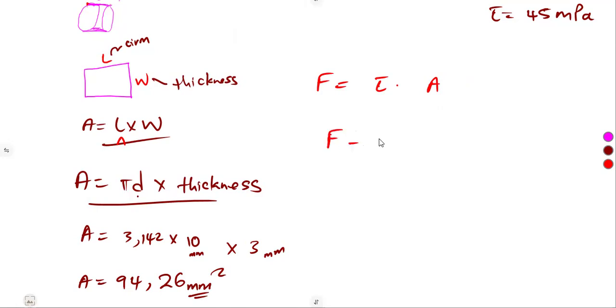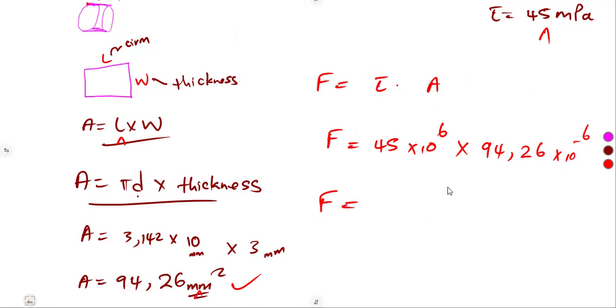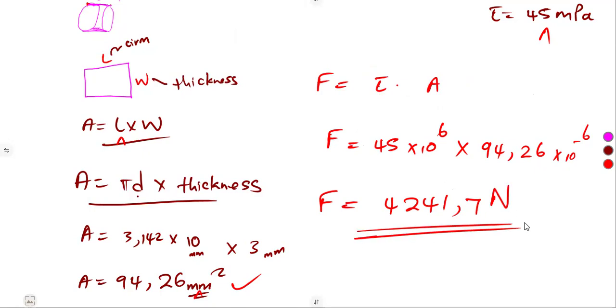So that's our force. We're going to substitute. 45 times 10 to the exponent of 6. Then the area, 94.26 times 10 to the exponent of -6, from square millimeters to square meters. That was going to give us 4,241.7 in Newton.